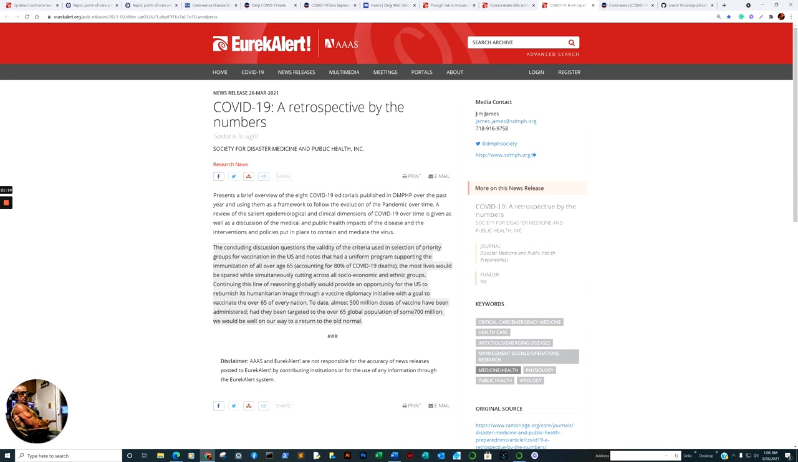Continuing this line of reasoning globally would provide an opportunity for the U.S. to reburnish its humanitarian image through a vaccine diplomacy initiative, with the goal to vaccinate the over 65 of every nation. To date, almost 500 million doses of vaccine have been administered.